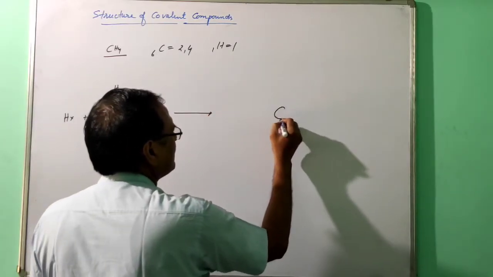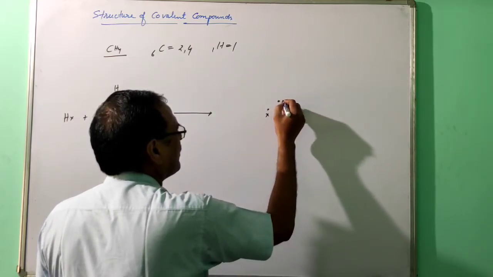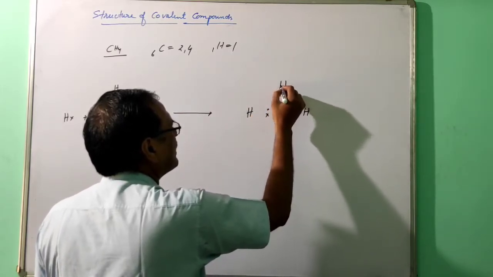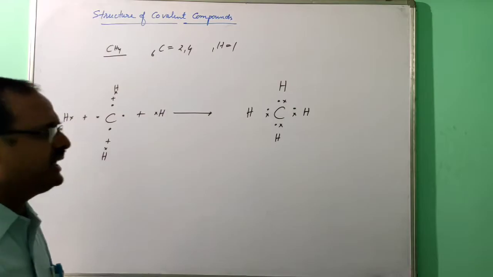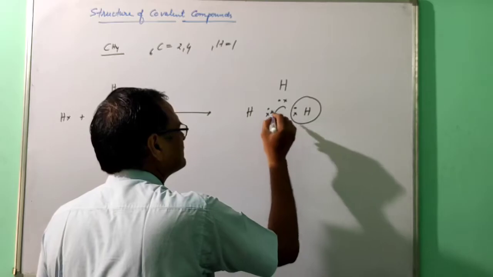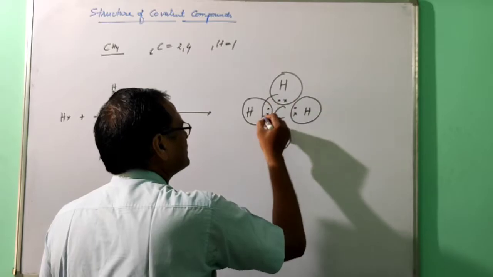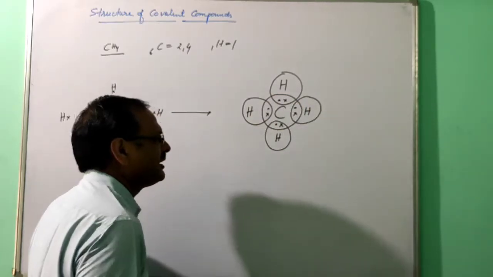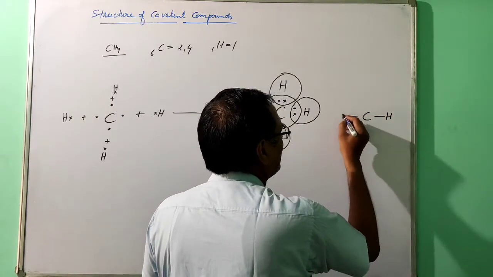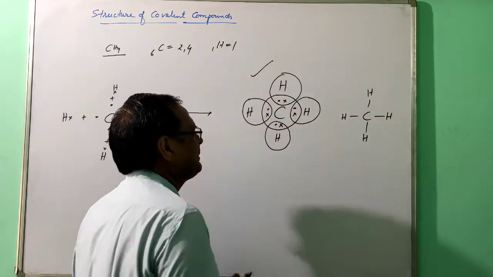So this carbon, hydrogen, hydrogen, hydrogen. Now each hydrogen atom has its duplet complete, and for carbon, the octet is complete. So this structure will become, this is the main structure, marks will be given on this one.